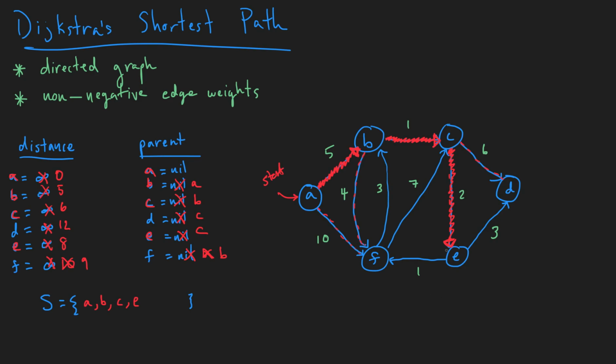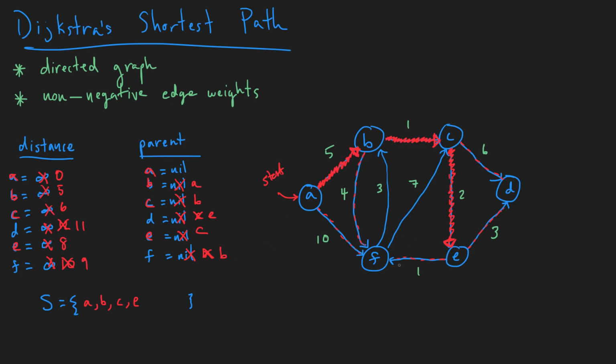Now we're at E, so let's check its adjacency list. Now we have another path to D. Let's see how long this path is. We've got 5, 6, 7, 8, 9, 10, 11. So we've got 11 here. 11 is less than 12, so we found a shorter path. Let's update that, and we got that through E.